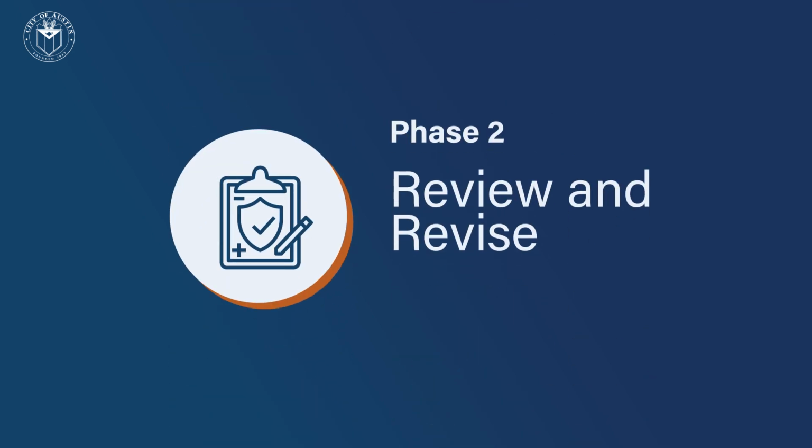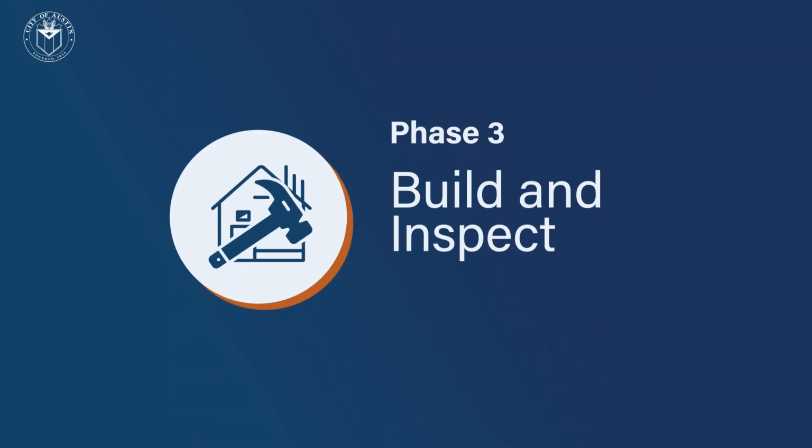In Phase 2, the city reviews your submitted plans according to land development codes and safety, sustainability, and zoning regulations. Once permits are generated for your project, Phase 3 involves the construction and inspections of your project.